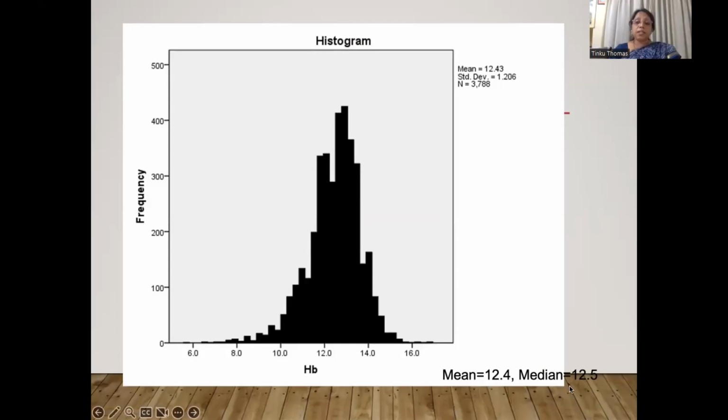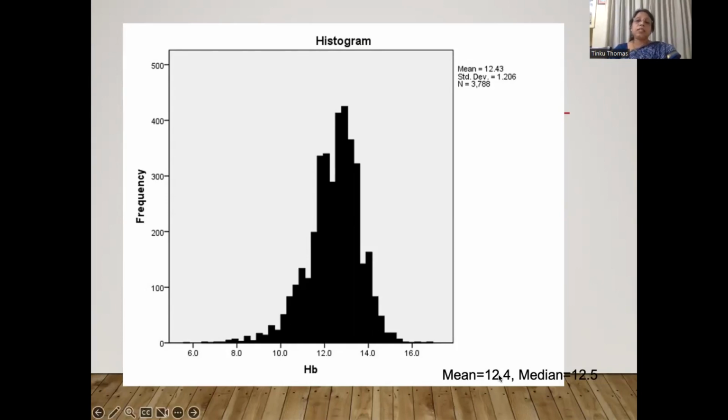Look at that. The mean here is 12.4 and the median is 12.5. Now, earlier we said that the normal distribution is symmetric. That means that the mean and the median should coincide. We have 50% of the data below the mean and 50% of the data above the mean. That means the mean and median are coinciding. So this is one indication for us to say whether the data is normally distributed or not.